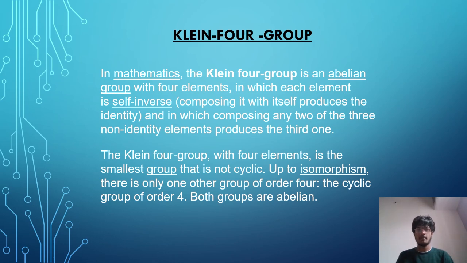Klein 4 group. In mathematics, the Klein 4 group is an abelian group with 4 elements, in which each element is a self-inverse, nothing but composing it with itself produces the identity, and in which composing any two of the three non-identity elements produces the third one. The Klein group with 4 elements is the smallest group that is not cyclic. Up to isomorphism, there is only one other group of order 4, the cyclic group of order 4. Both groups are abelian.